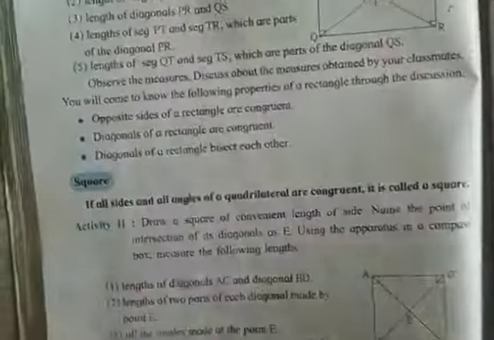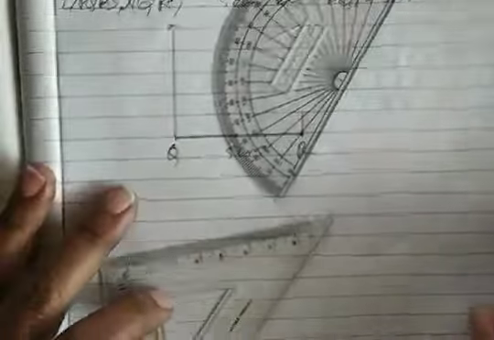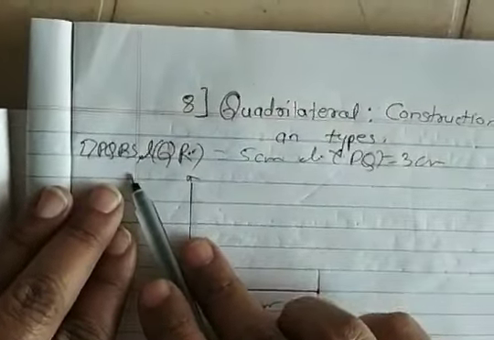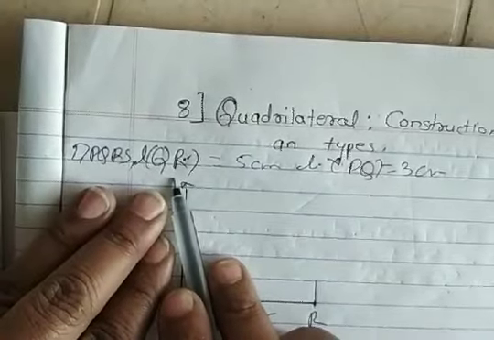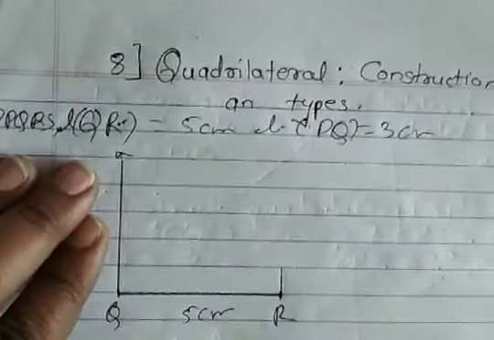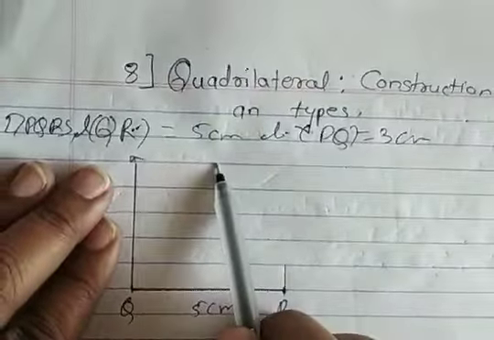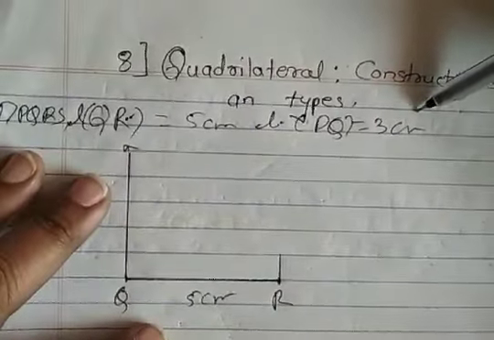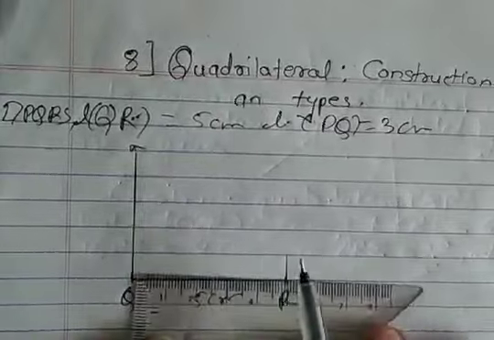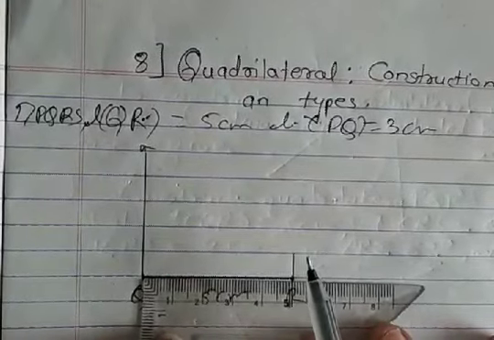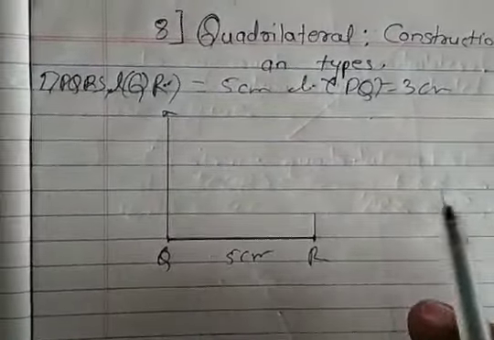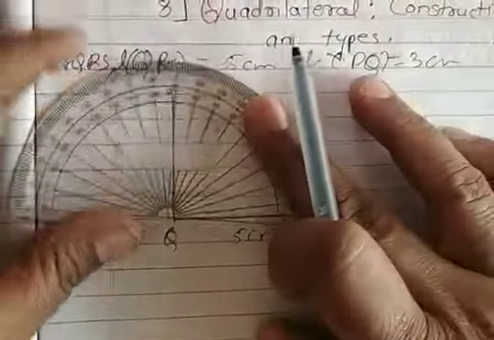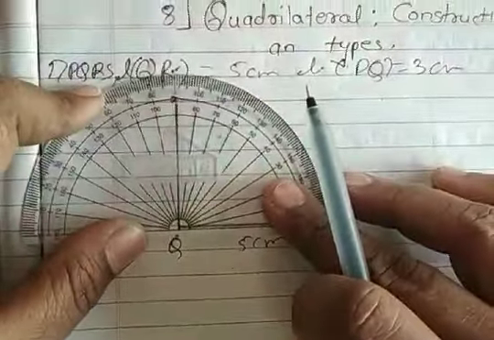Here I took one question, that is, the quadrilateral PQRS I have to draw, and I took convenient measures. QR is equal to 5 cm and PS is equal to 3 cm. So first of all I took QR equal to 5 cm. And as we know that all angles are 90 degrees, I took angle Q equal to 90 degrees.